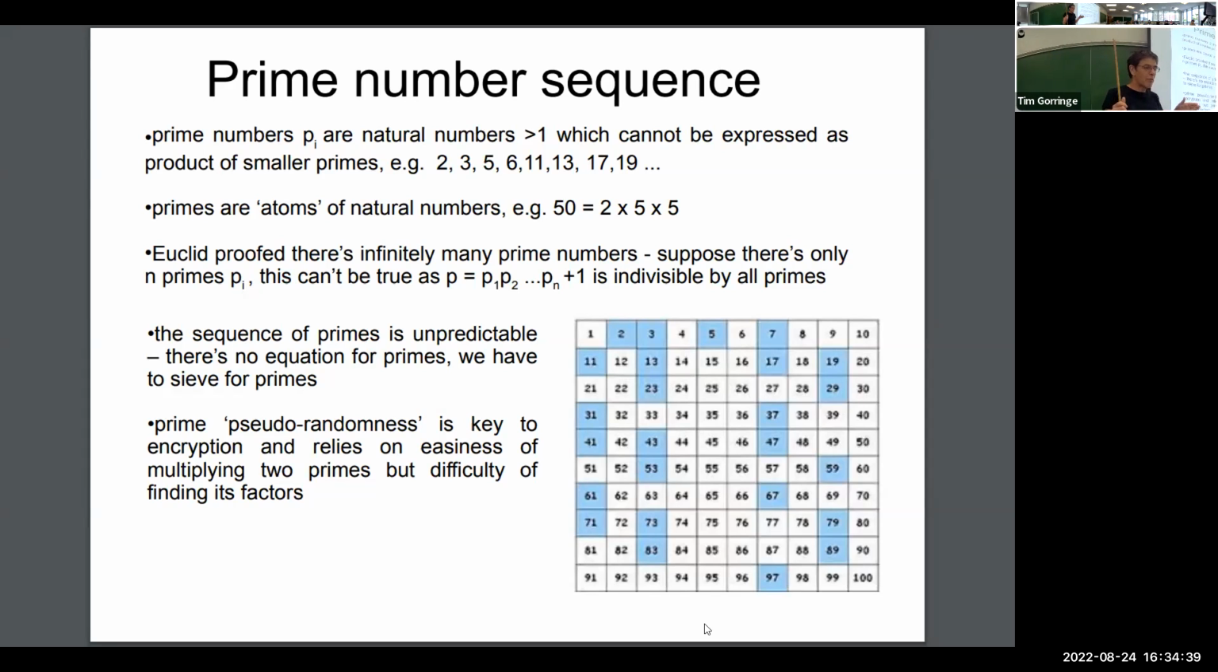What's interesting about the prime numbers is the sequence of prime numbers, or the pattern of prime numbers, or things like the size of the gaps between consecutive prime numbers, is unpredictable. It's what you might call pseudo-random. And so that's a very interesting feature of prime numbers. It means that you can't calculate the prime numbers with an equation. You can't calculate them with a formula.